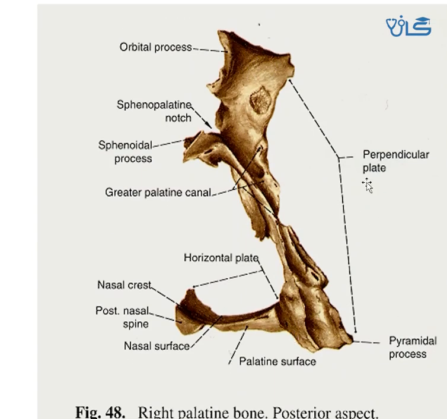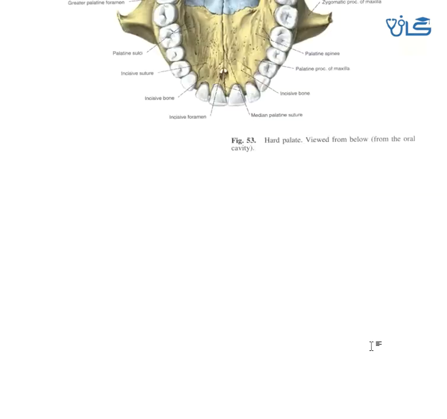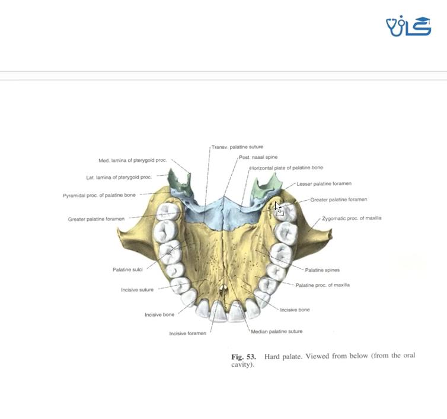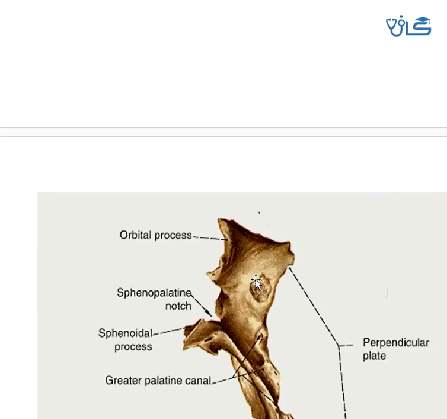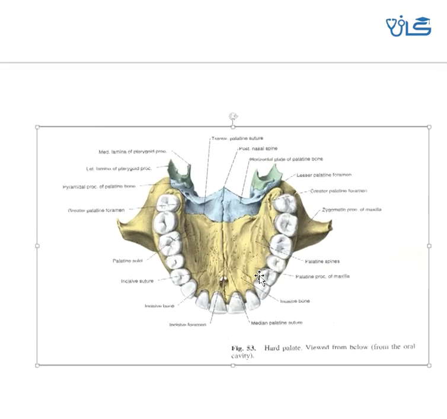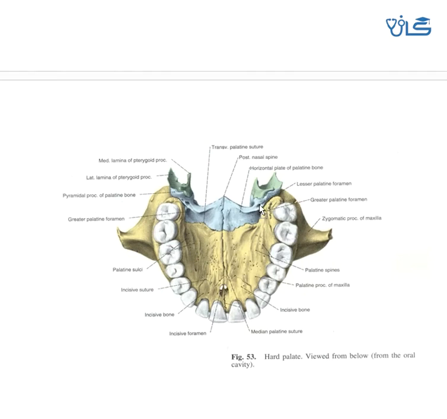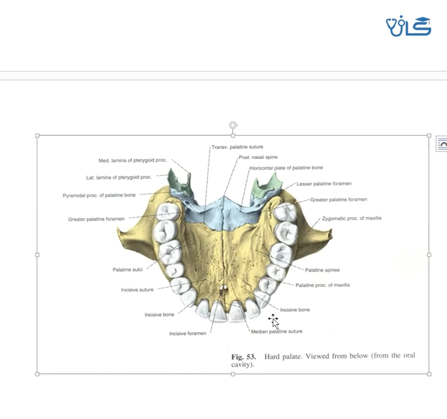This one is palatine bone. It has a perpendicular or vertical plate and a horizontal plate. There is a process between them that is called pyramidal process that contributes to formation of the hard palate. This one is pyramidal process of palatine bone.